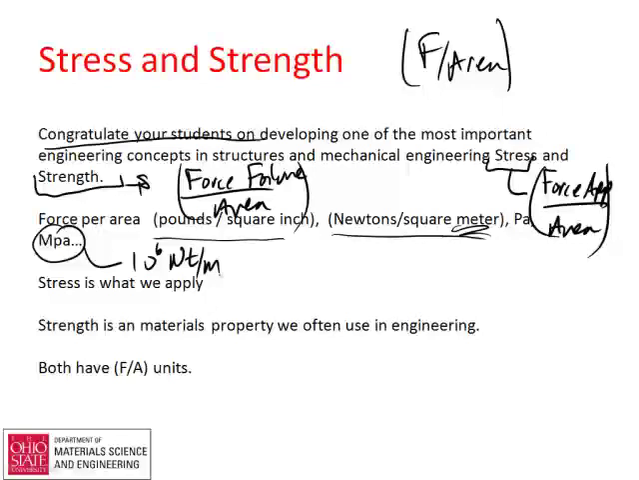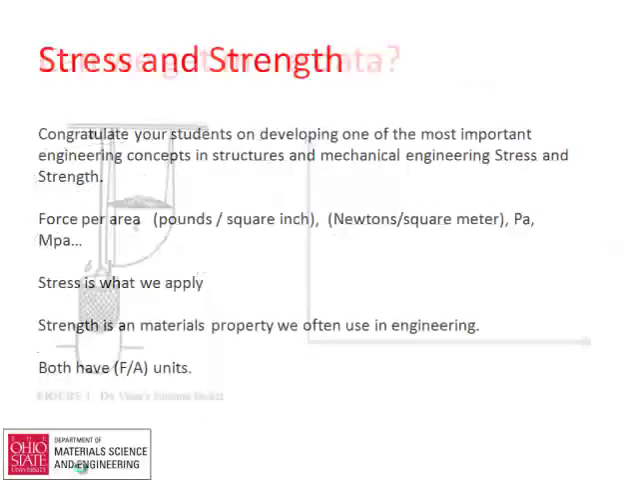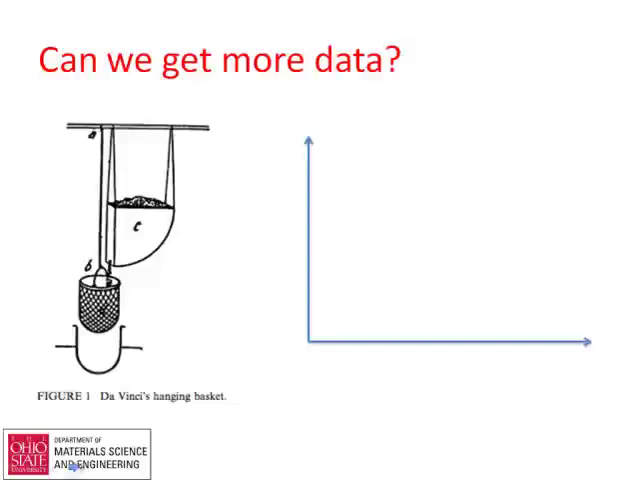So stress is what we apply. Strength is a material property that we use in engineering. We can talk about strong and weak materials. And then again, both have these units of force over area. Okay. Hopefully you're all hanging with me here. So can we get more data from this?